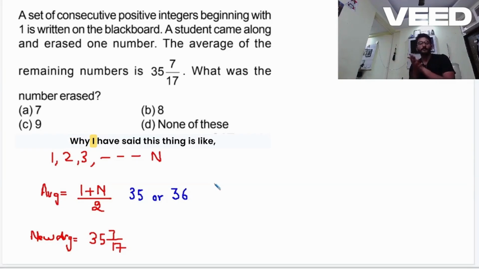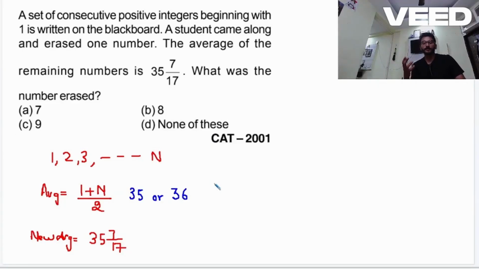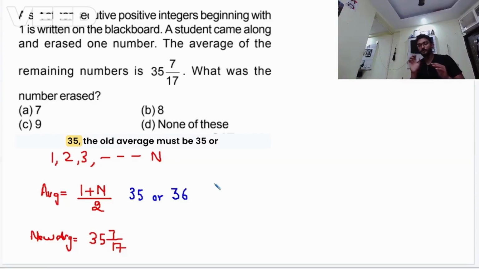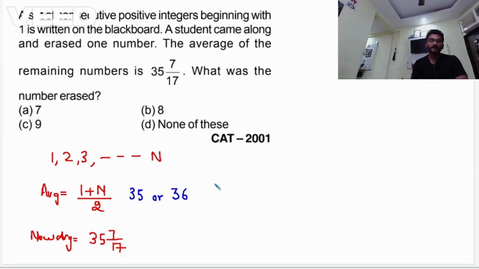Why I have said this thing is, if you are removing a number, the average will not fall drastically, it will fall gradually. So if the new average is near to 35, the old average must be 35 or 36, near to the same 35. It can't be 34, it can't be 37, it can't be beyond 35 and 36. So this is the assumption that I have made.